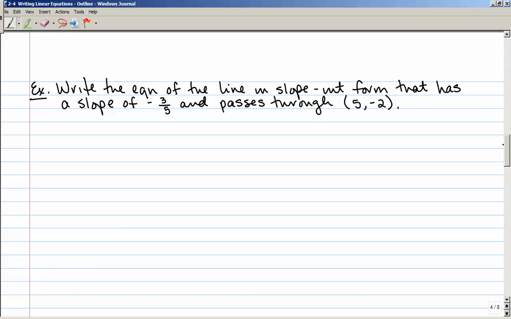So I need to write the equation of a line in slope-intercept form, so y equals mx plus b, that has a slope of -3/5 and passes through the point (5, -2). So let's go ahead and label a few things. Slope-intercept form is going to be y equals mx plus b. My slope is m, -3/5. My x1 is going to be 5, and my y1 is going to be -2. And I'm going to use point-slope form to do this, since I'm given a point and I'm given the slope. So y minus y1 equals m times x minus x1.